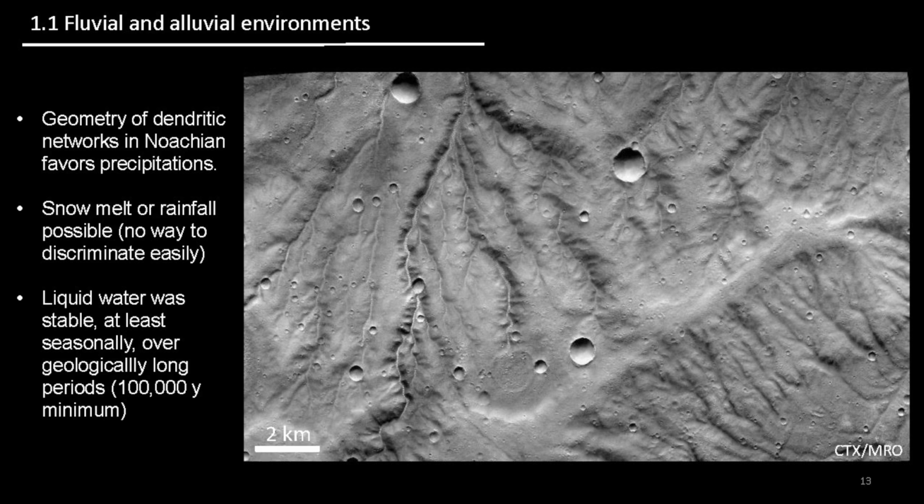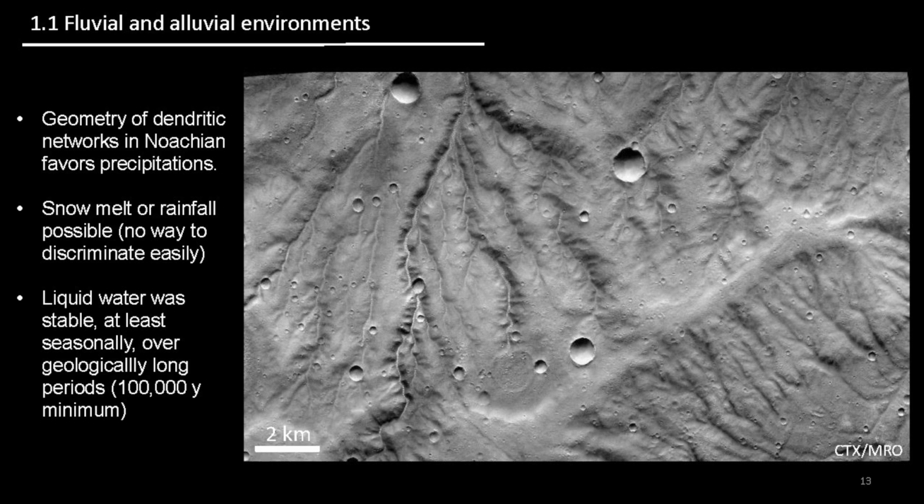So what we deduce from that, and it's really a short summary from a lecture which can take 1 or 2 hours, okay, is that the geometry of the dendritic networks in Noachian terrains of Mars favors precipitation because all heads of these valleys are scattered everywhere. They are not just punctual as it would have been if valleys were coming from local springs or below glaciers. Here we have valley heads everywhere, and especially coming from the upper part of the location.